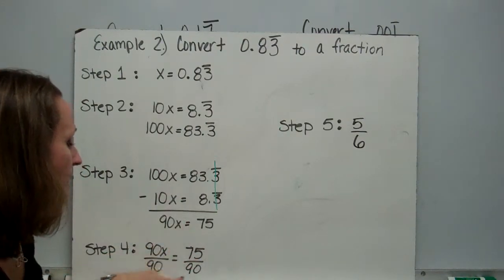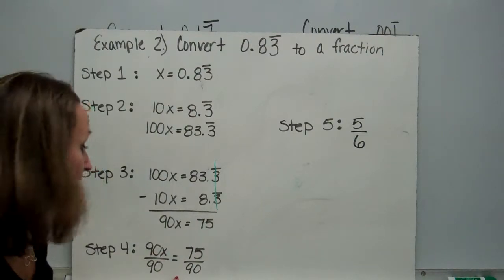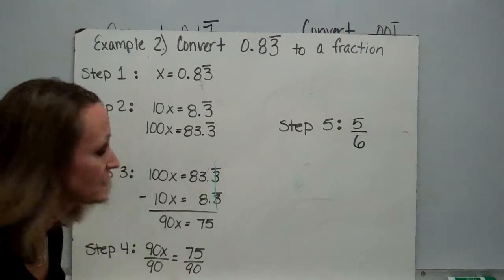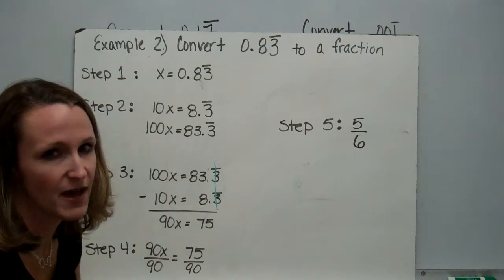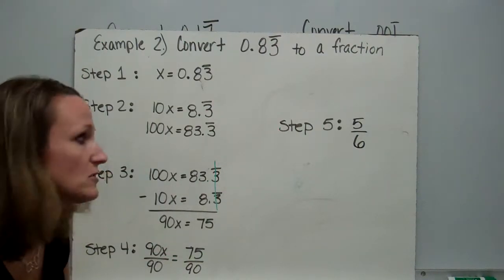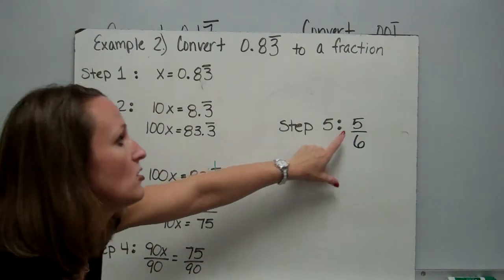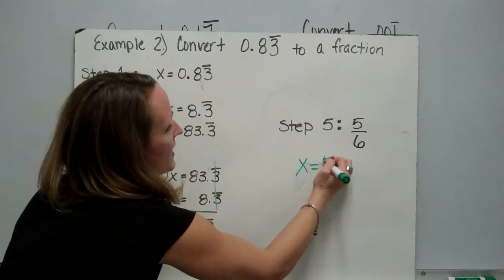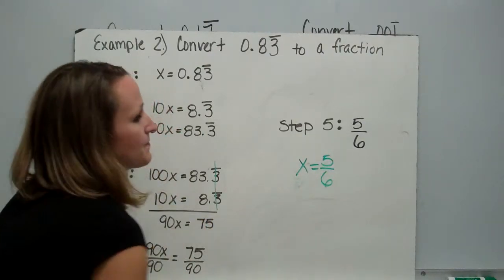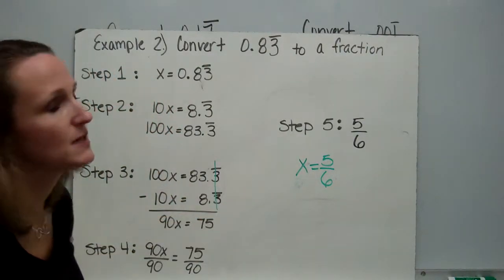Now, step 5, remember, is this simplified? No, 75 over 90 is not simplified. They both end in a 5 and a 0. We know it can be simplified by 5, but there's actually a bigger factor, which is 15. So our answer here should be that x equals 5/6. All right, so let's do a couple more.